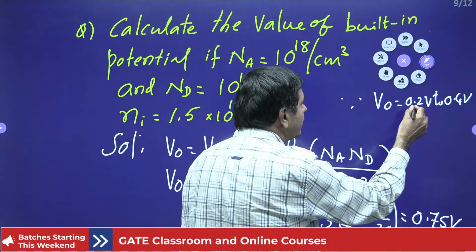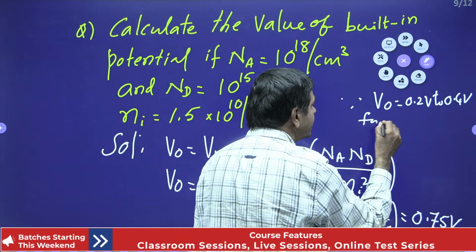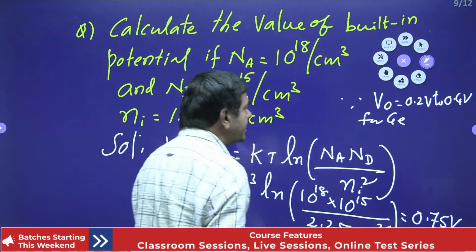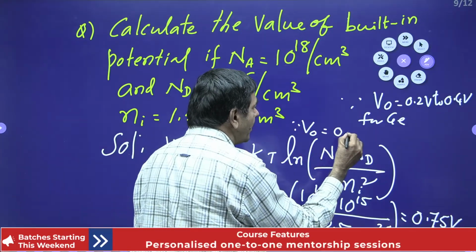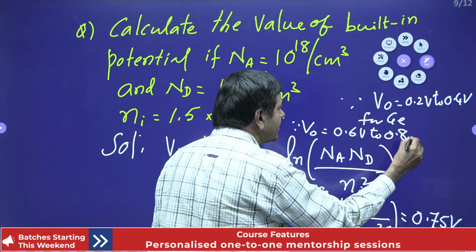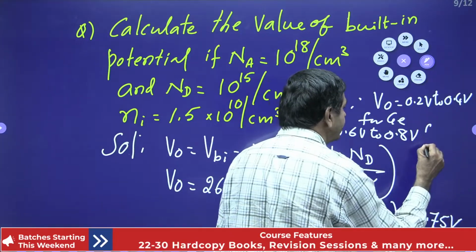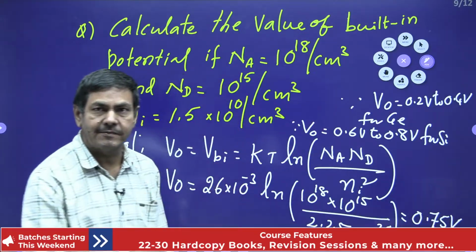V0 equal to 0.2 volts to 0.4 volts, I said, for germanium, no doubt. If it is silicon, I can start from here: V0 equal to 0.6 volts to 0.8 volts is possible for silicon. Practically, they will maintain it in such a way only for silicon.